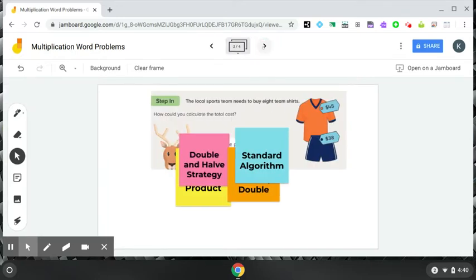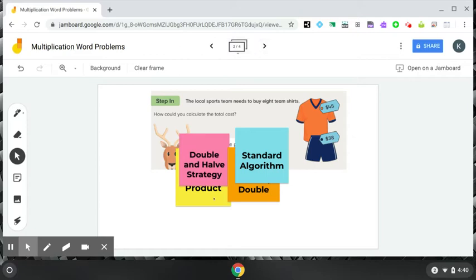As we look at today's example, you're given a story problem with some sports team uniforms, and you need to think, what is it they're looking for? The problem simply says the local sports team needs to buy 8 team shirts. And how could you calculate that cost? You know that you've been learning so many different strategies.